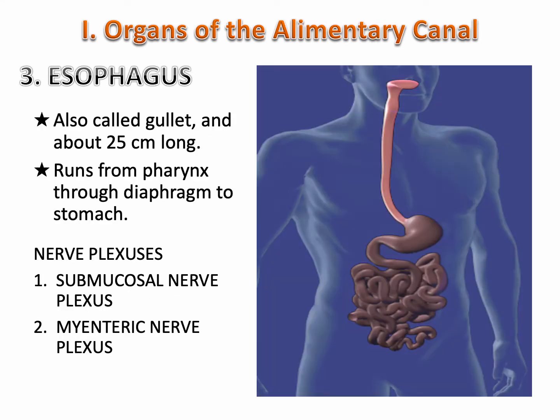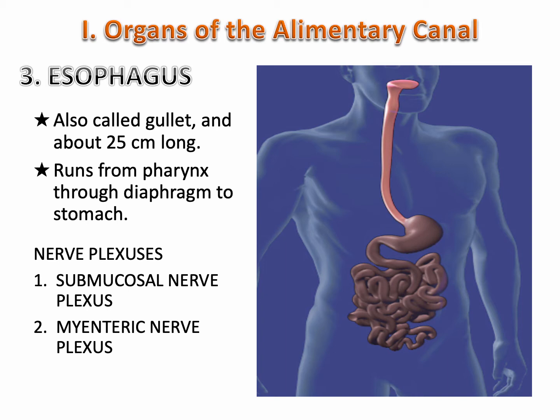Didiretso siya ngayon ng esophagus. It's called gullet. It's about 25 centimeters long. It runs from the pharynx through the diaphragm down the stomach. It is essentially a passageway that conducts food, again by peristalsis, para makarating siya ng stomach.